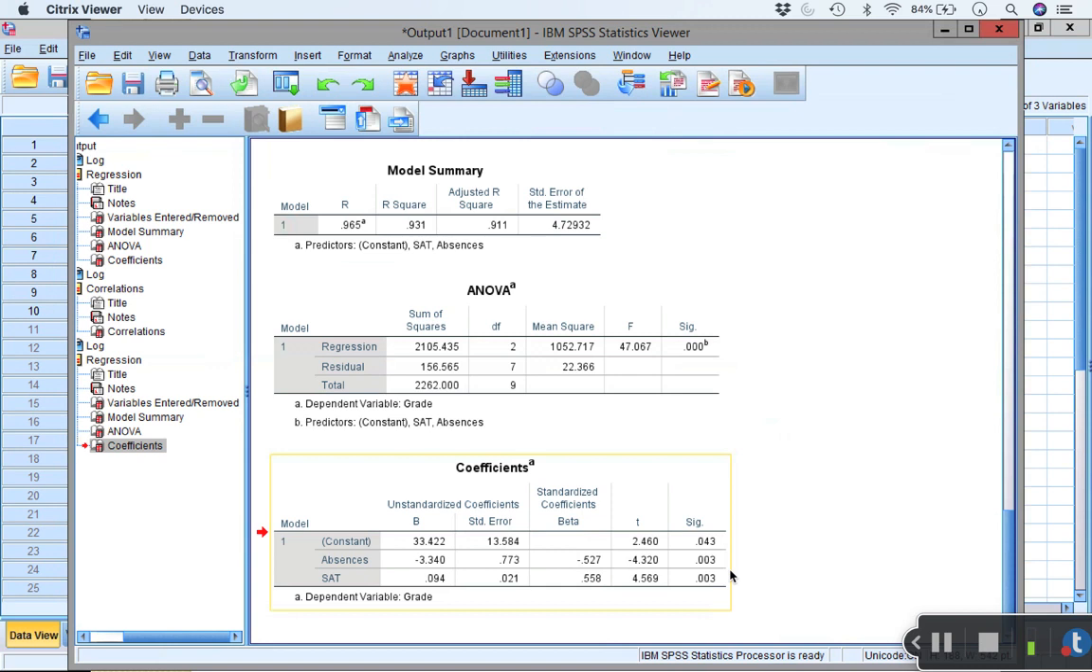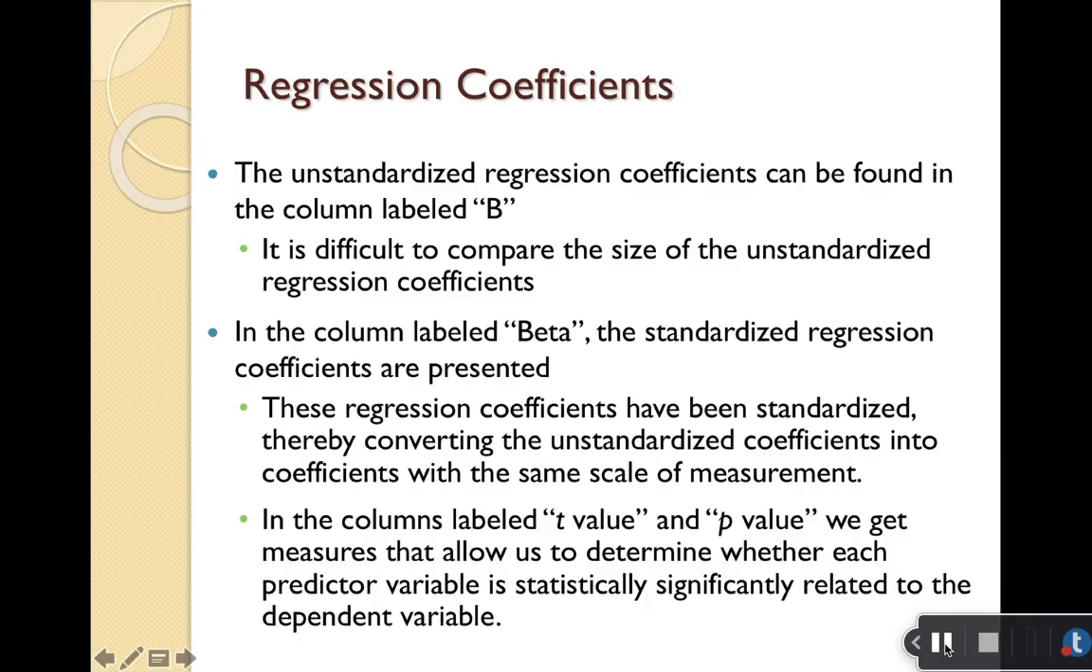You could imagine a scenario where, let's say SAT wasn't a very large beta, and let's say it wasn't statistically significant. That would tell us that SAT is not doing a really good job of predicting, and we might not want to measure it. We might not want to include it in our regression equation. We might be better off with just using absences by itself. So that's a little bit of a breakdown on how we can read our regression output and how the multiple regression output differs from the simple regression.